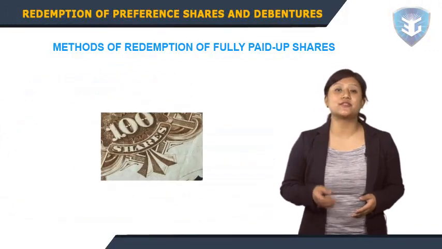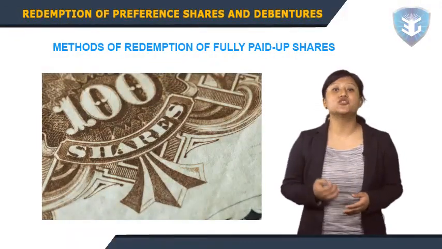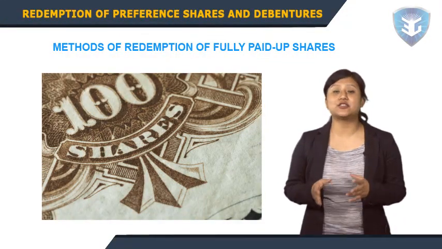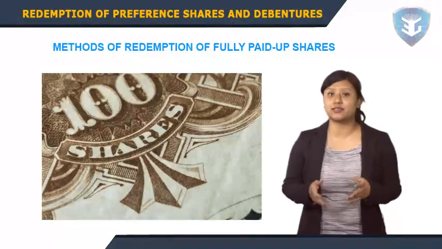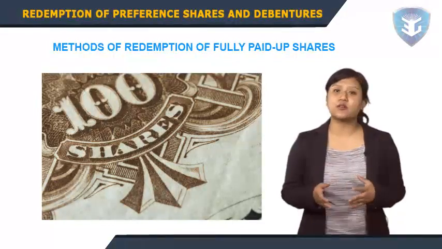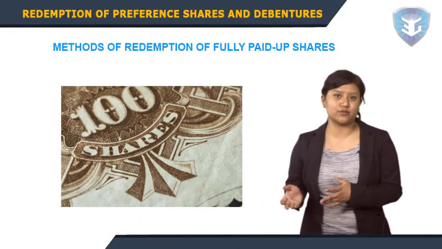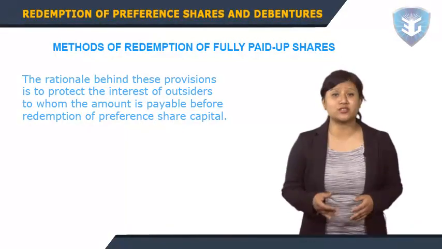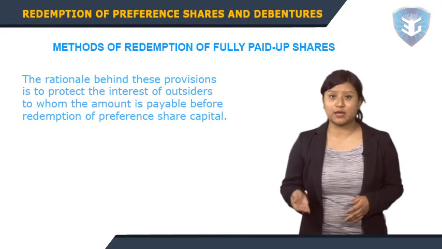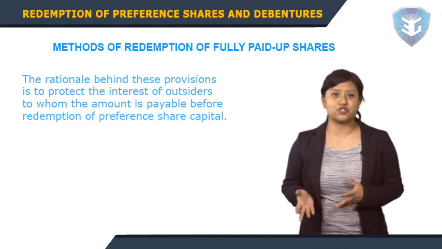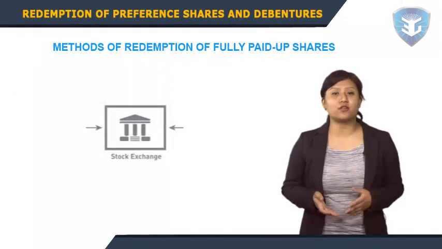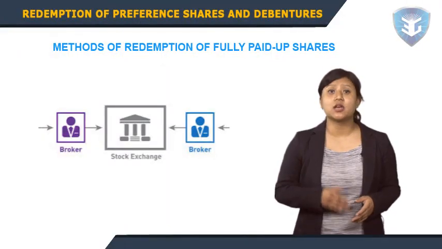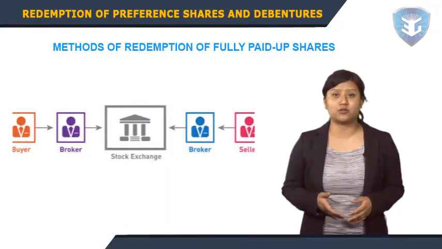It ensures that there is no reduction in shareholders' funds due to redemption, and thus the interest of outsiders is not impaired. For this, it requires that either fresh issue of shares is made or distributable profits are retained and transferred to capital redemption reserve account. The rationale behind these provisions is to protect the interest of outsiders to whom the amount is payable before redemption of preference share capital. The interest of outsiders is protected if the nominal value of capital redeemed is substituted, thus ensuring the same amount of shareholders' fund.